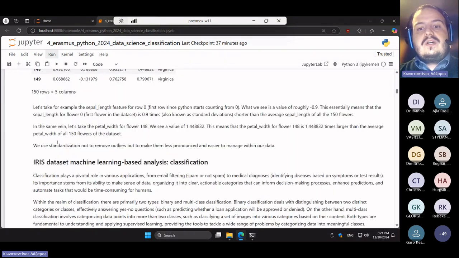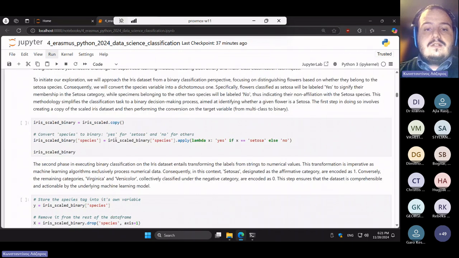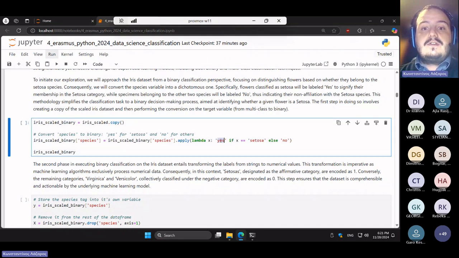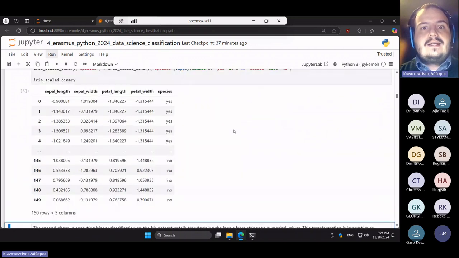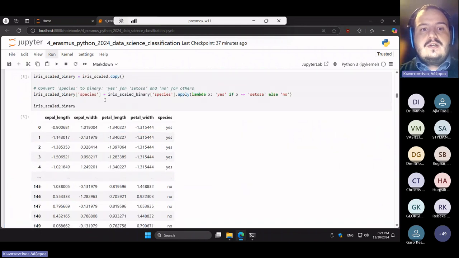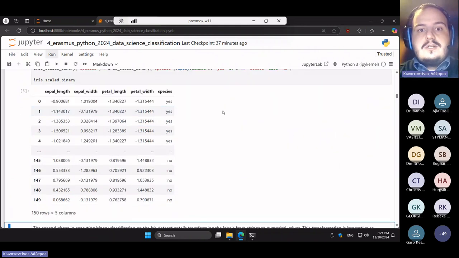So one thing we could do arbitrarily, at least for now, at least in our example, is basically say that we're going to transform this into a yes or no problem. So if a flower belongs to category Setosa, it's going to be a yes. If it doesn't belong to Setosa and it belongs to either versicolor or virginica, it's going to be no. So by doing this, what we actually get as a final result out of this conversion, as you can see right here, is essentially a data set that is now able to be used for binary classification.